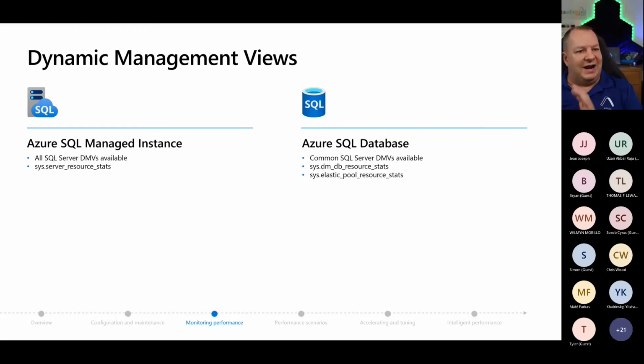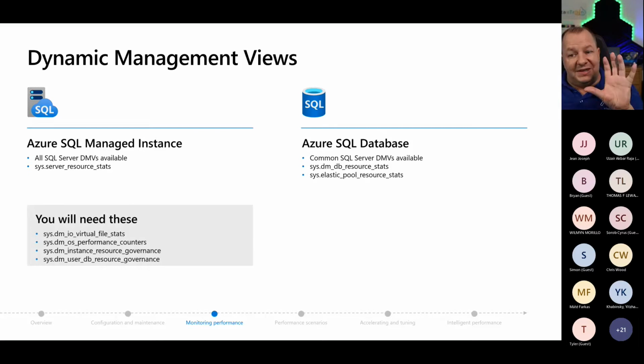So some of the common DMVs will be different, changed, or not available. For example, I'm not going to be able to see certain DMVs that I would on an on-premises instance. I won't have access to some of those file system capabilities inside of Azure SQL. But ultimately, most of what you're going to do for your common DMVs will be across SQL managed instance, SQL on premises or VMs, and Azure SQL.